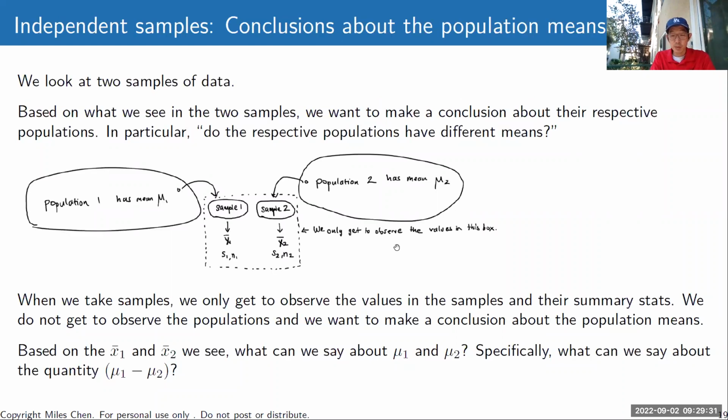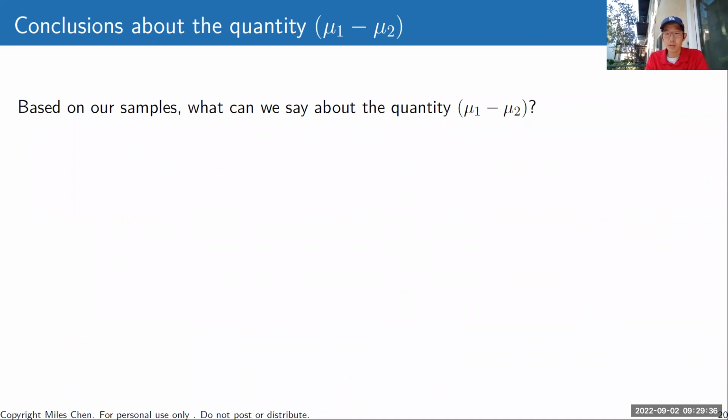Okay, so one thing we can do is create a confidence interval for the difference between mu1 and mu2. Basically, if that difference between mu1 and mu2 could be 0, then the two populations could have the same mean. Or on the other hand, if we're pretty sure that mu1 minus mu2 is not 0, then we can say the two populations definitely have different means.